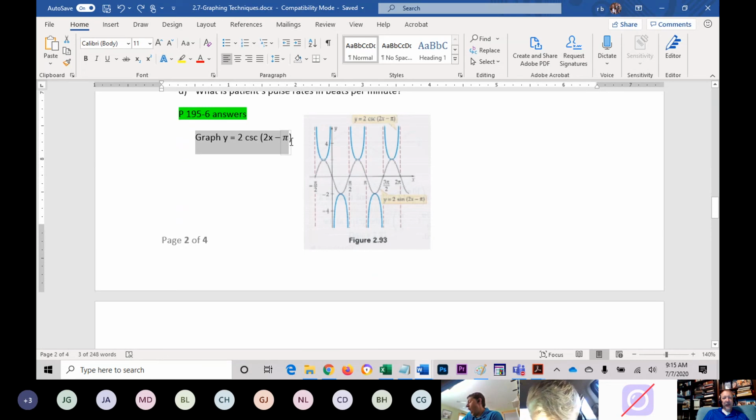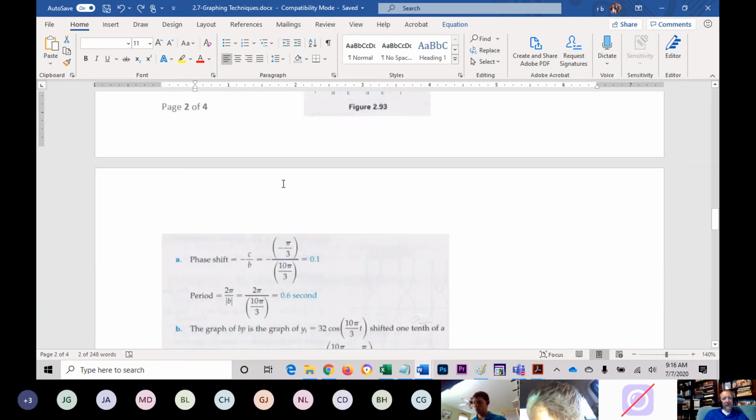Graph y equals 2 cosecant of 2x minus pi. So once again, it's probably going to be easier to draw the reciprocal of the cosecant, which is the sine function. Okay, so in this case, we're going to shift it to the right pi units. So you can go ahead and draw your sine wave in here, and then draw your cosecant function here. So that makes sense there.